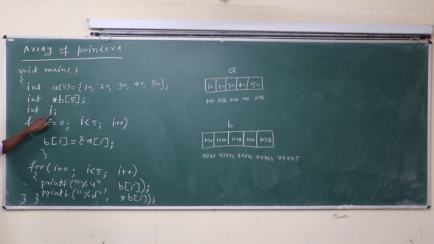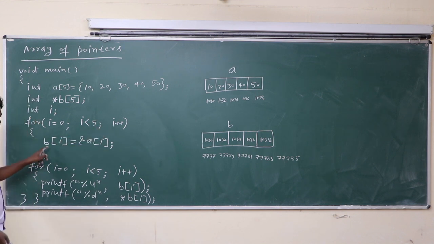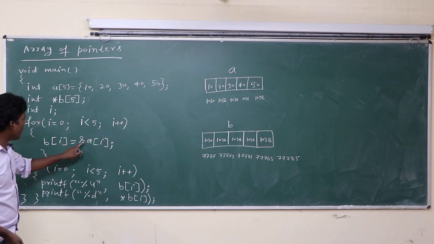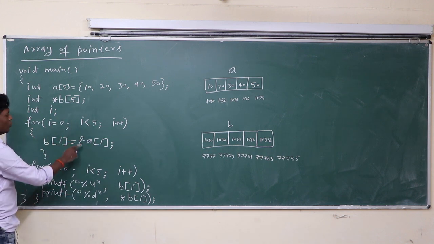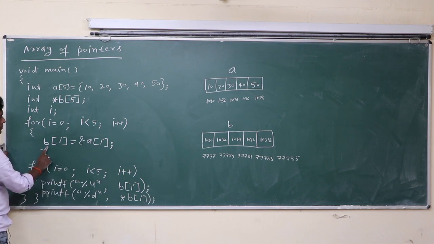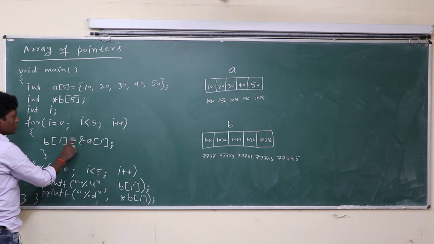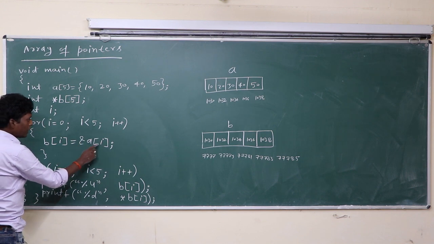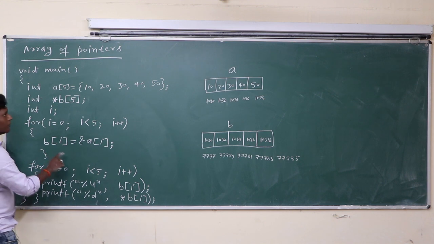And int i is a variable used in the for loop, that's why we declare it here. For i equal to 0, i less than 5, i plus plus, b of i equal to &a of i. Class, in this loop the address of a of i is assigned to b of i each time. When i is 0, 0 is less than 5, so the first time, &a of 0 is assigned to b of 0.